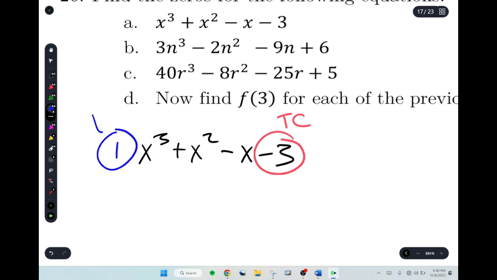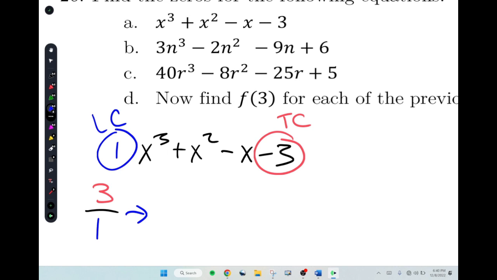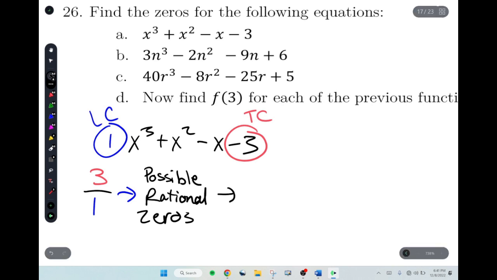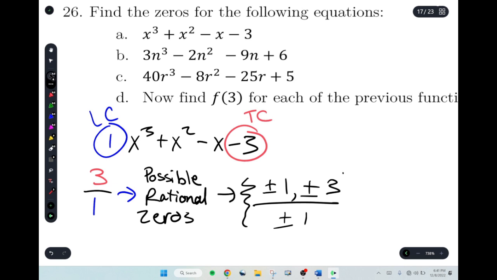coefficient and 1 is your leading coefficient. So then we make that little fraction 3 over 1, and this is important because this is a different problem. This is like problem 3, I think. Some random problem where it said, hey, what are all the possible rational zeros? So we can do 2 birds with 1 stone here because we can answer the problem. If you see this, what are the possible rational zeros? Let's see. Plus or minus 1, plus or minus 3, plus or minus 1.